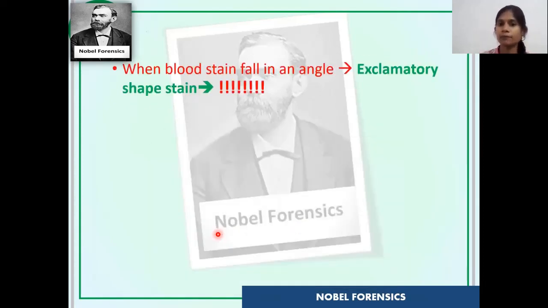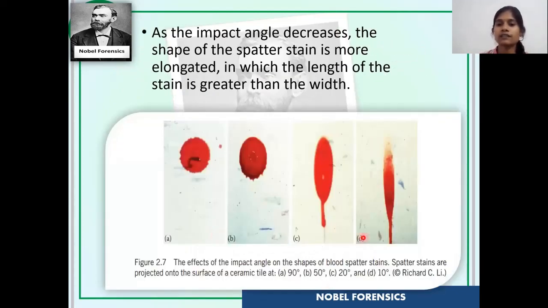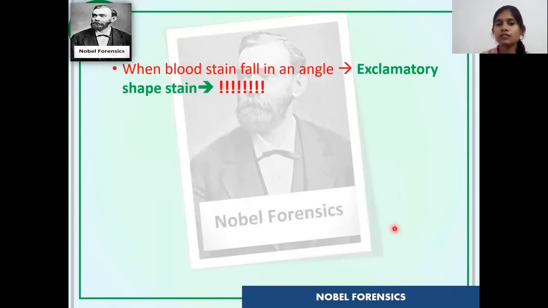Before that, when a blood stain falls at an angle, it looks like an exclamation mark shape. So an exclamation mark shaped blood stain. You can see here, this is in the form of an exclamation mark shape. This was one previous question in the forensic FACT exam. So you can see this exclamation mark shape. Whenever it is at some angle, it looks like an exclamation shaped stain.